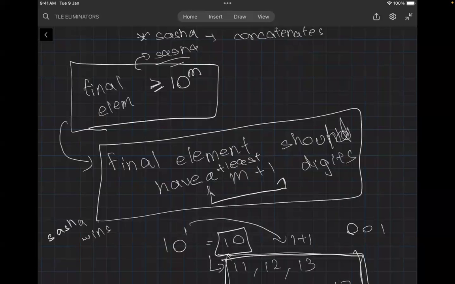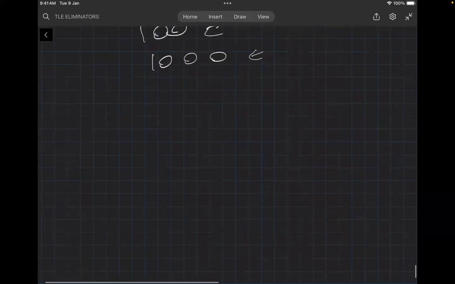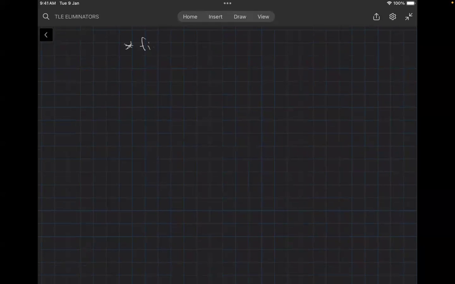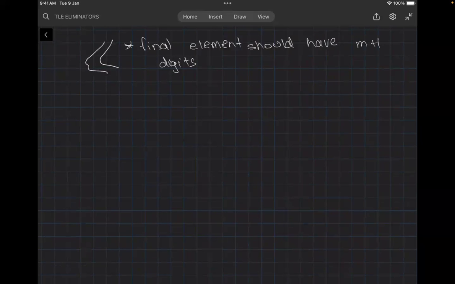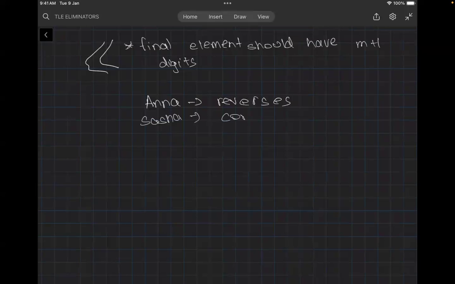So, if this is clear for everyone, what did we observe now? The final element should have m plus 1 digits. This is what the problem asks. Now, what does Anna do? She reverses and Sasha concatenates.